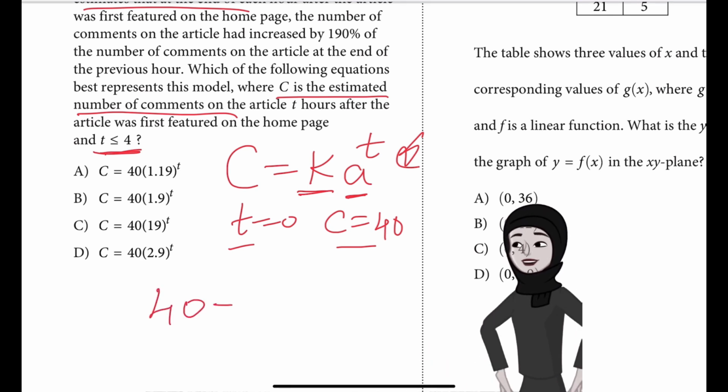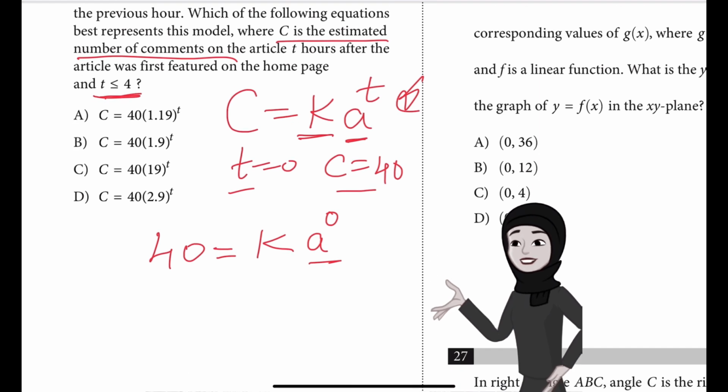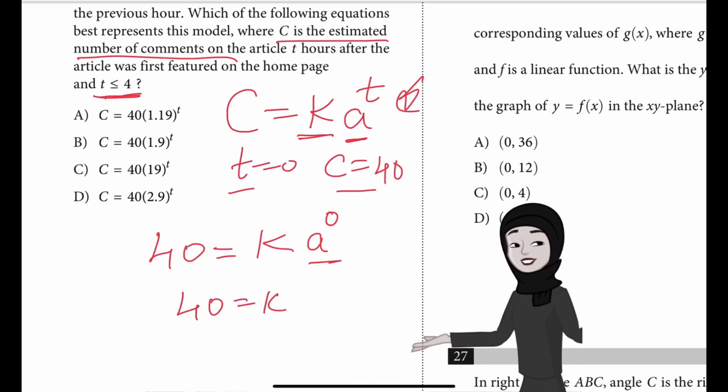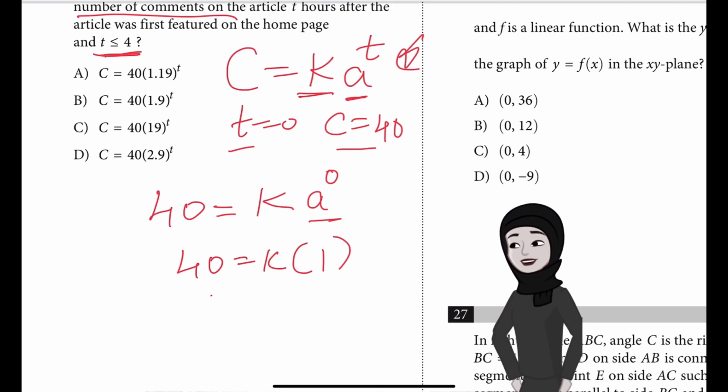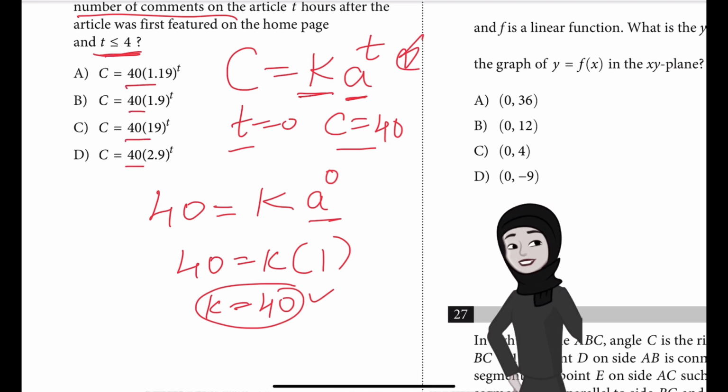So 40 is equal to K times A raised to the power of 0. And anything raised to the power of 0 is 1. Therefore, we have 40 is equal to K times 1, or in other words, K is equal to 40. So, we were able to get the value of K. Anyhow, all the answer choices do have a 40 over here.